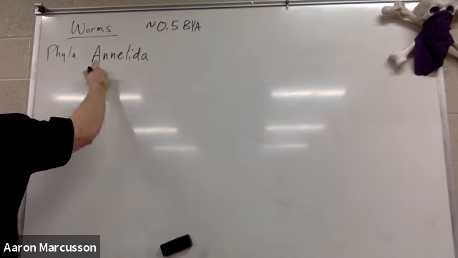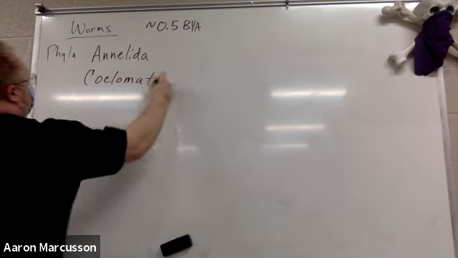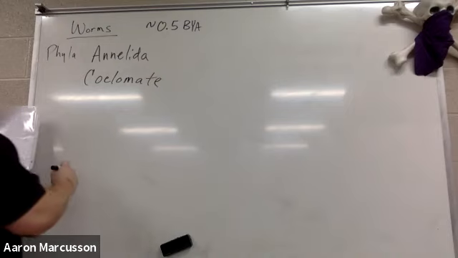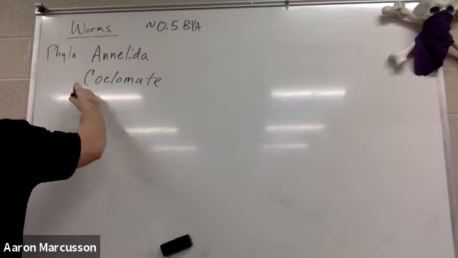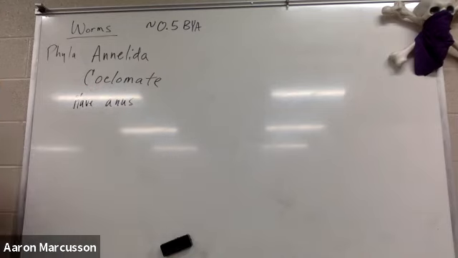Okay? These guys are coelomate, meaning they have a coelom. They're the first ones. It's a tube inside a tube with some fluid in between the tubes. They're coelomate and they have an anus. Yay. Okay, again, that's a big evolutionary step.